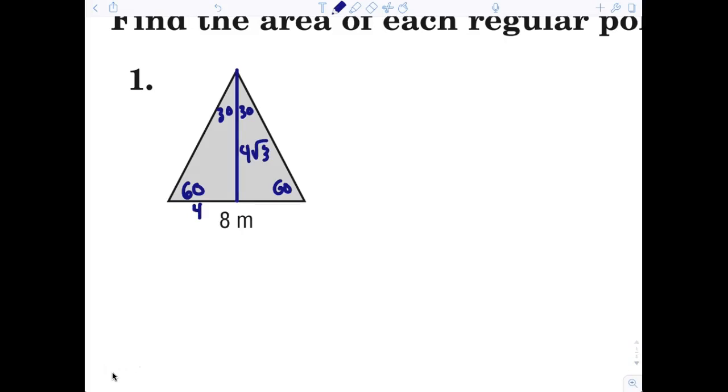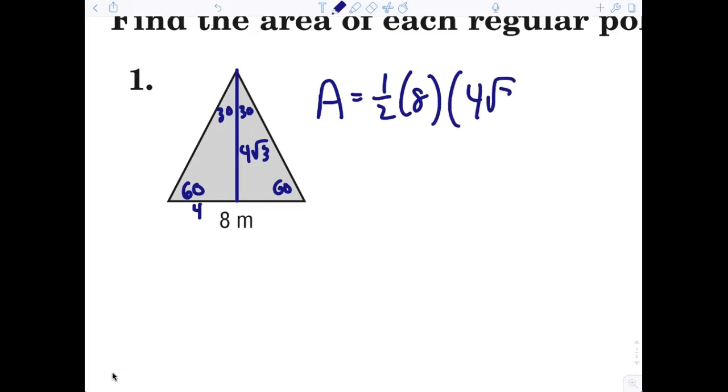So your area is 1/2. Now be careful. The base of the triangle is how much? 8, not 4. It is 8 times the height, which is 4 radical 3. So your area is simply 16 radical 3, and then we would just say meters squared. So again, there is the area of an equilateral triangle. It's not really that big of a deal.